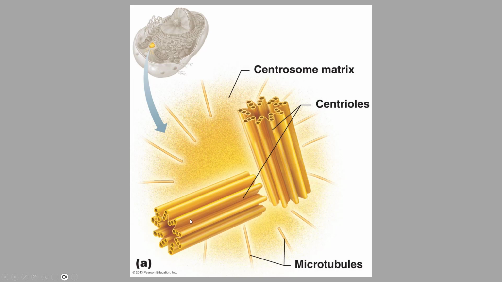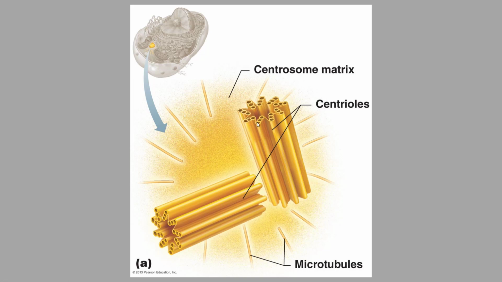In the middle of the centrosome are these little guys called centrioles. There's two of them in the middle of a centrosome. The centrioles are made of microtubules. We can see there's 3 of them stuck together, and they are in a ring with 9 of those units.